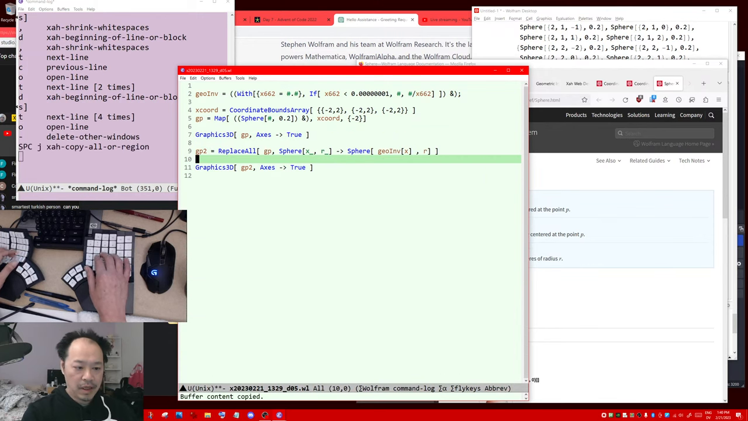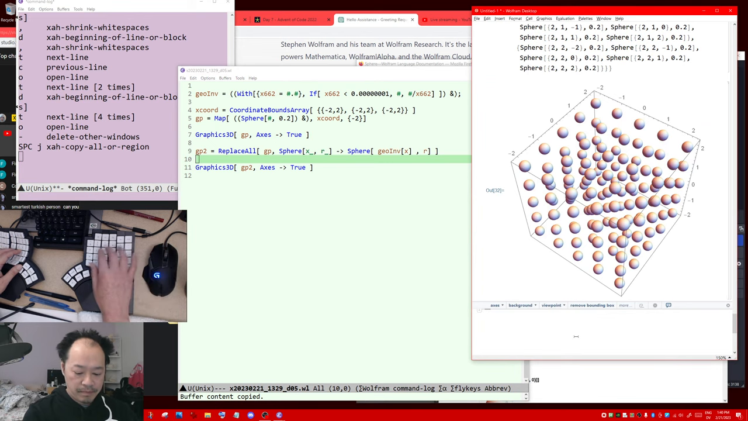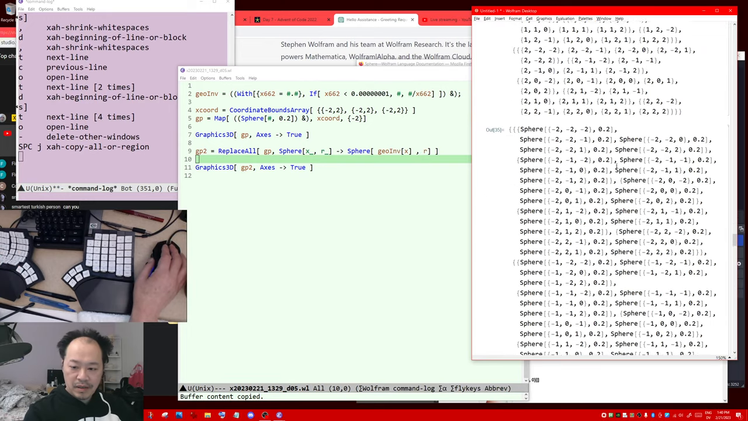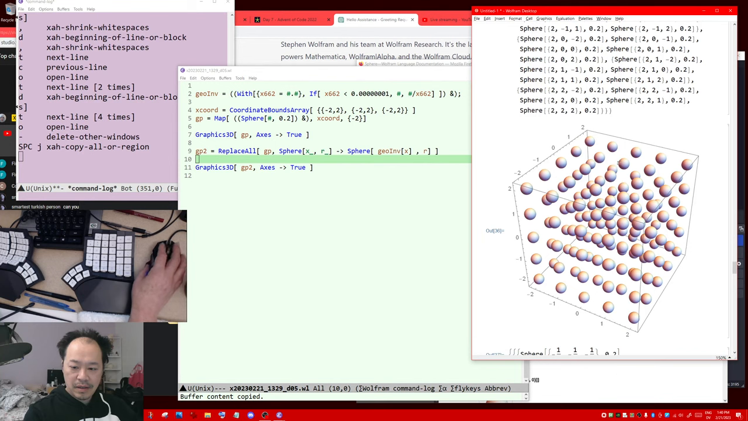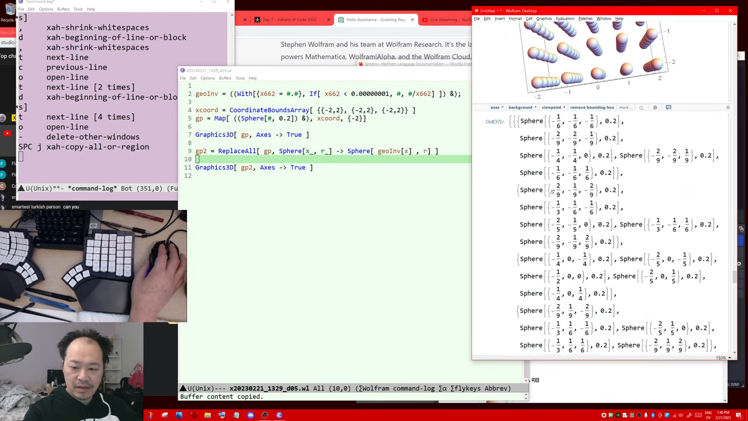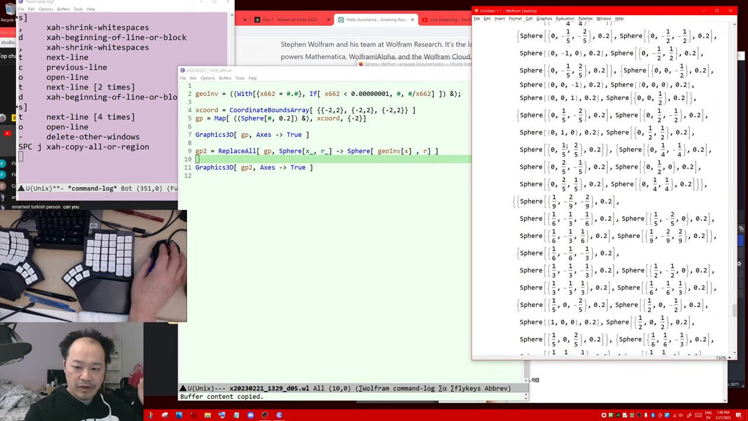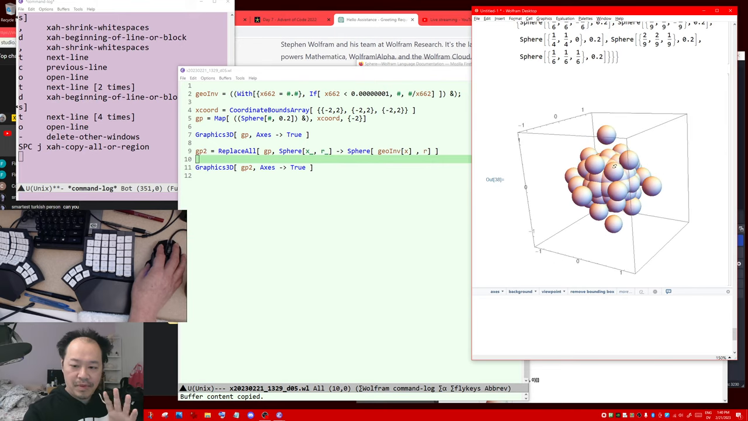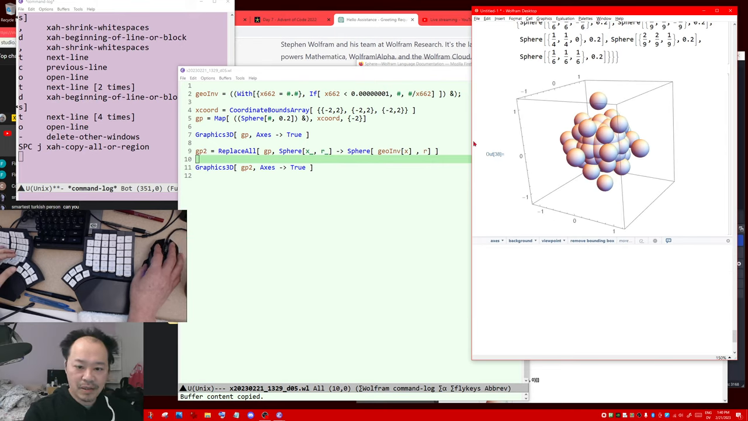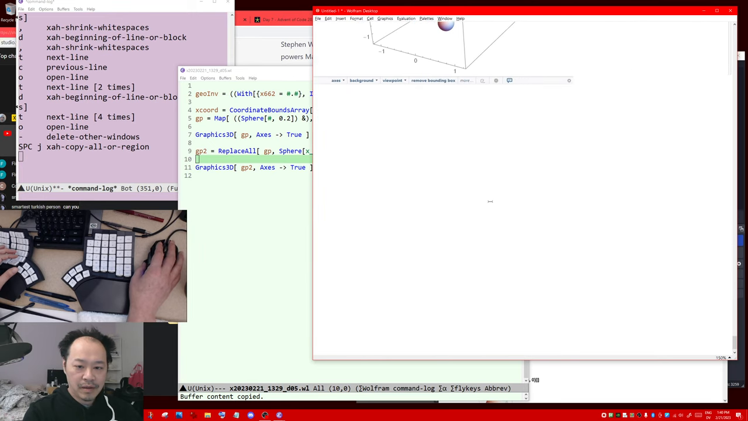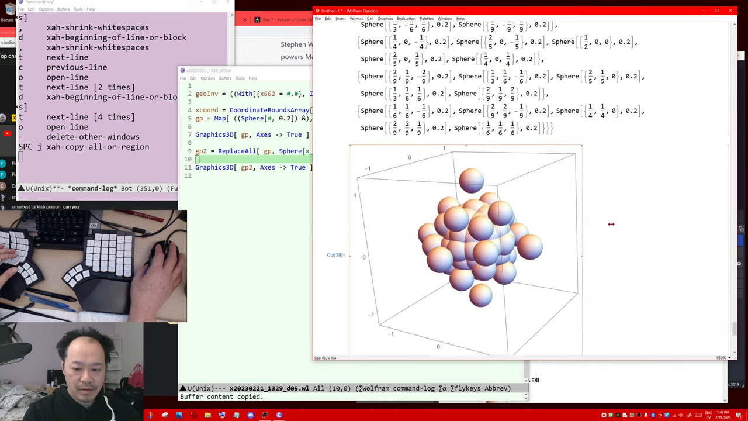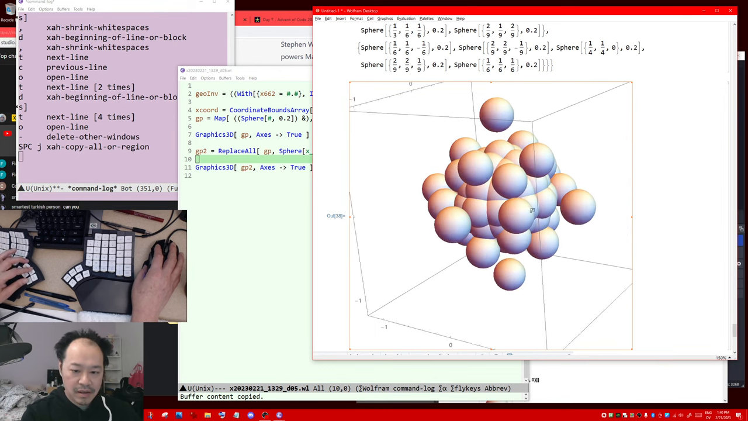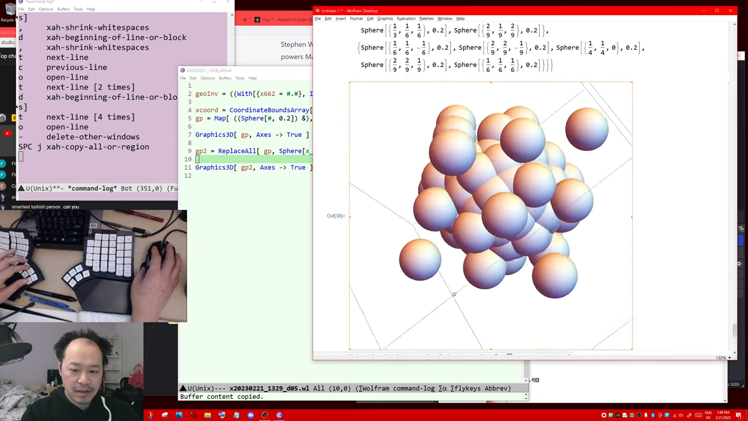Okay, so copy all, go back to the Wolfram Language, paste it here. So run it. Coordinate points, sphere at those points. Then we got this grid of spheres. Then we apply the geometric inversion to it. Then we got this. Very nice. But you see, the radius is too big.